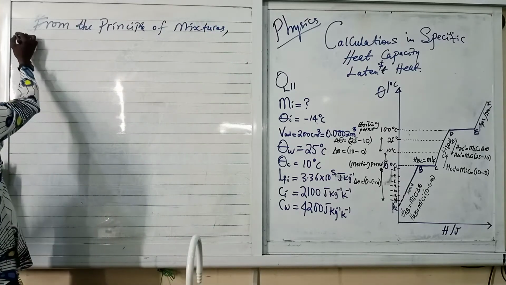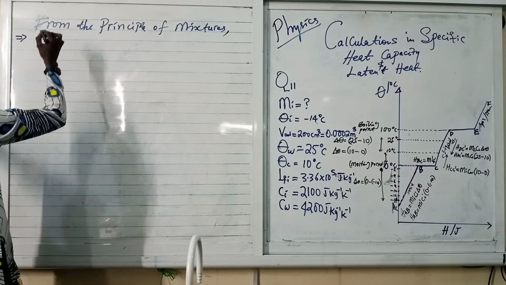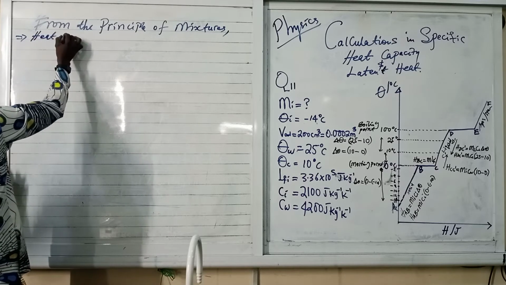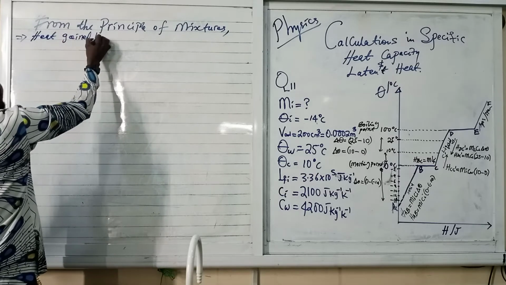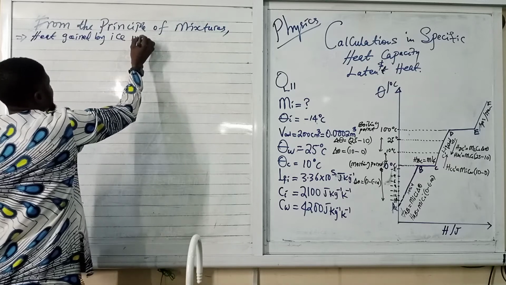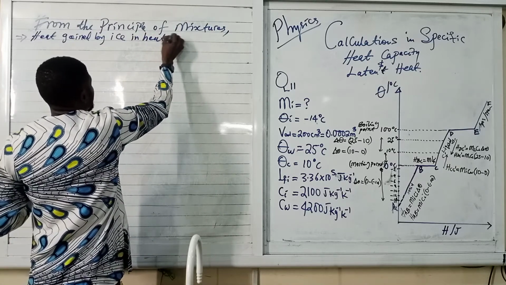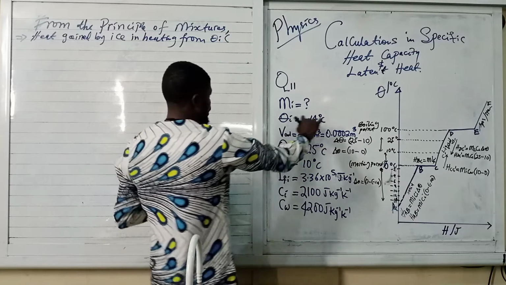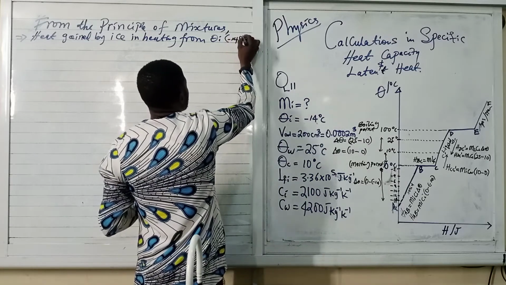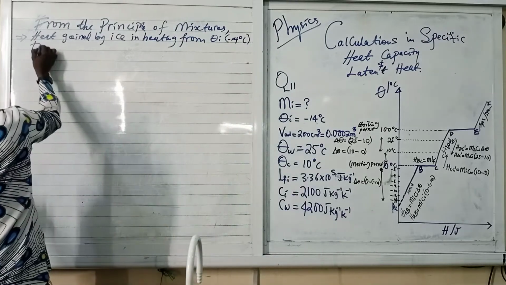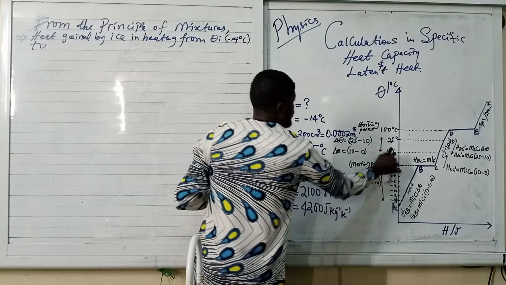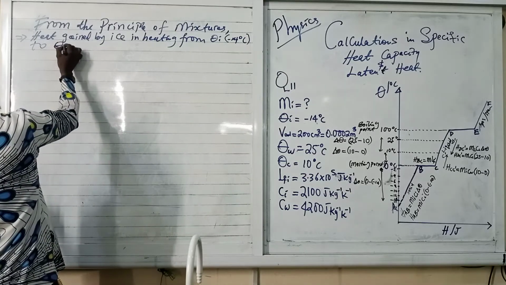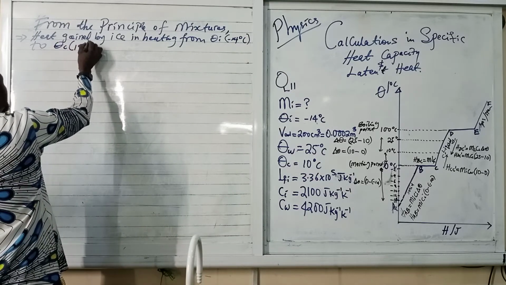it implies that heat gained by ice in heating from theta I, that is in heating from minus 14 degrees Celsius to theta cold. That is 10 degrees Celsius.